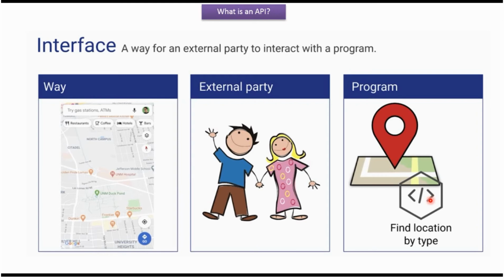An example of a program in the Google Map application is find location by type. Type can be a grocery shop or mall, etc. Suppose we put type as grocery shop, then Google Map will find the grocery shops near the location. Now you can understand, right? Interface is the way for an external party to interact with the program. So you are the external party, and you are using the Google Map screen to find the grocery shops near your location.